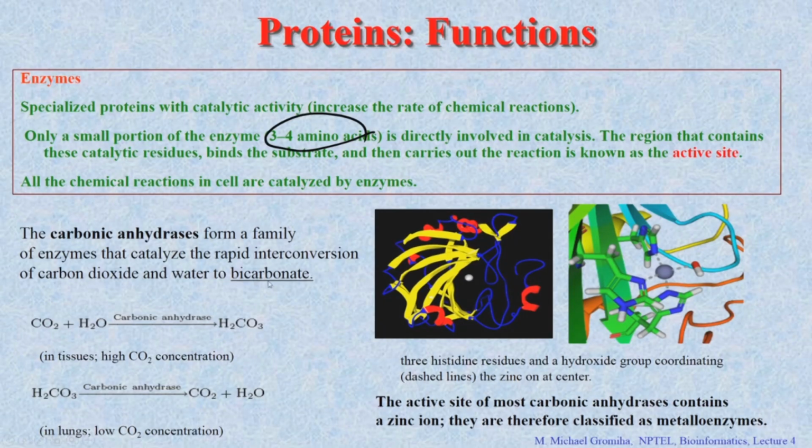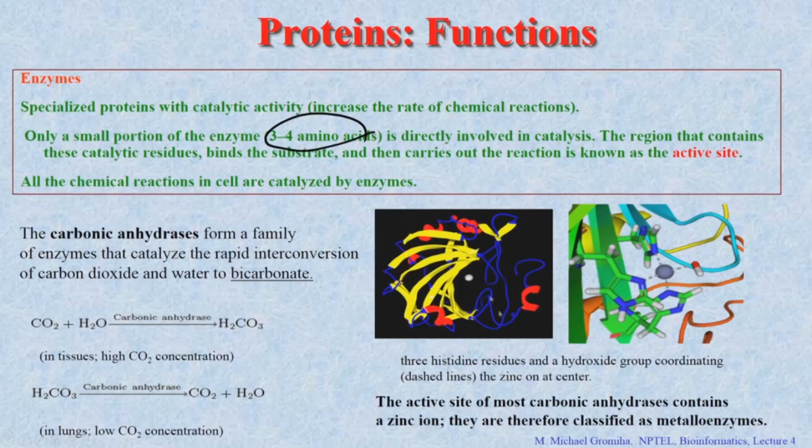If you take one example, carbonic anhydrase, this is a family of enzymes. They catalyze the interconversion of carbon dioxide and water to bicarbonate. So, we give carbon dioxide plus water and these enzymes convert it into bicarbonate in tissues, at high carbon dioxide concentration. In the case of lungs, at low carbon dioxide concentration, this bicarbonate is converted back to CO2 plus H2O.